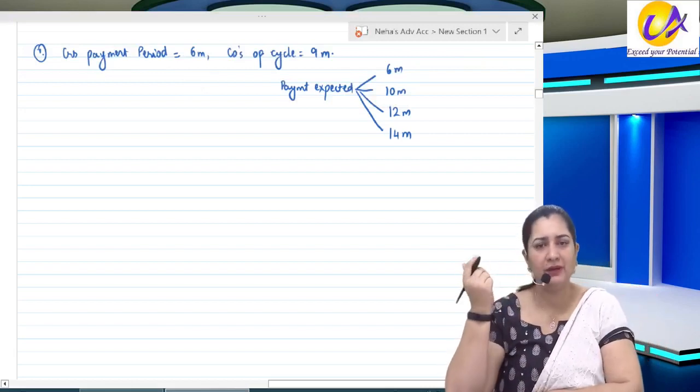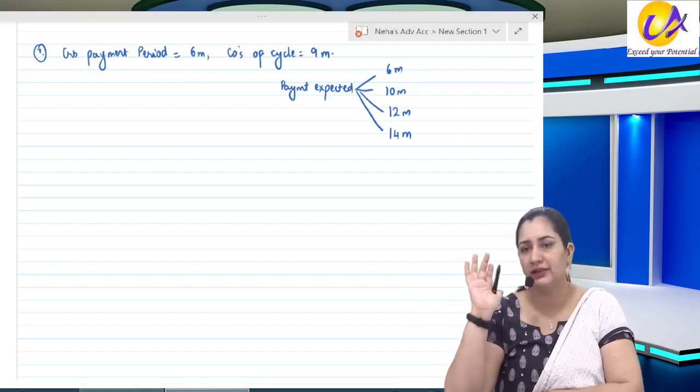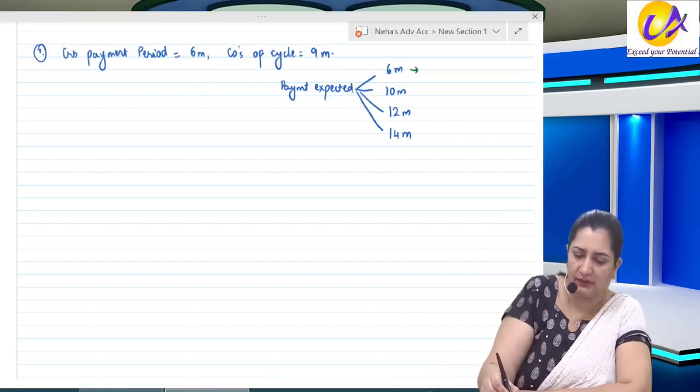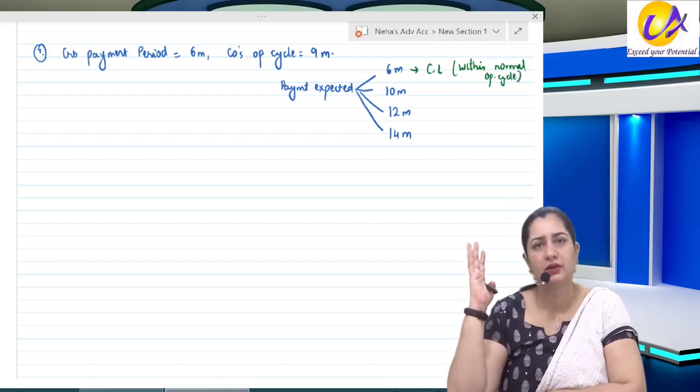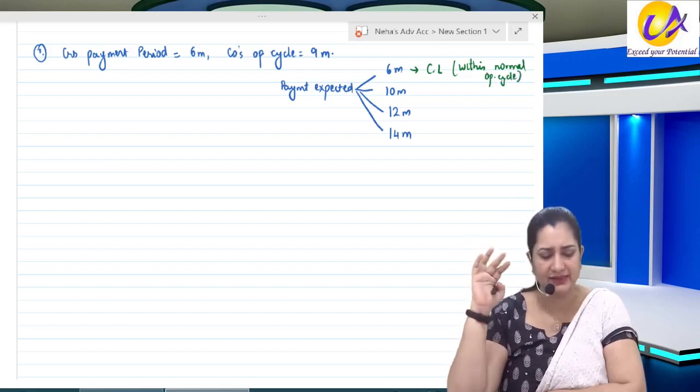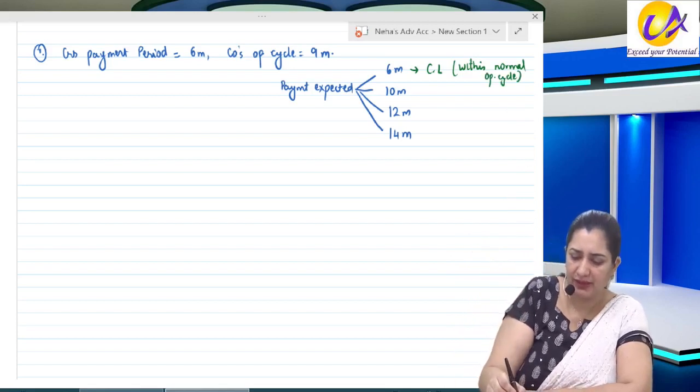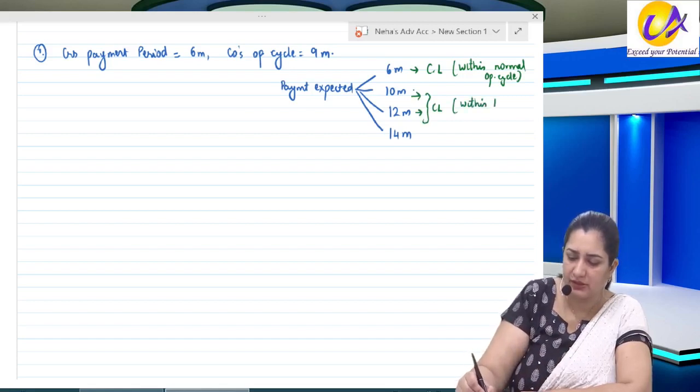Now we are expecting to pay within 6 months or within 10 months. 6 months means what? It will be a current liability within the normal operating cycle. You can even say within 12 months from the reporting period, but fine, 6 months here. This 12 months and this 10 months, both will be current liability. Why? Because it is within 12 months of the reporting date, of the balance sheet date.